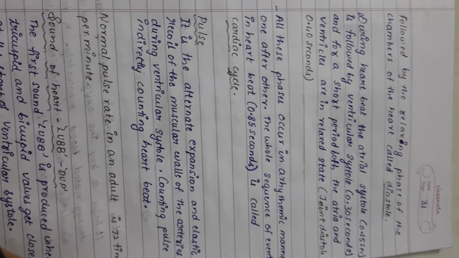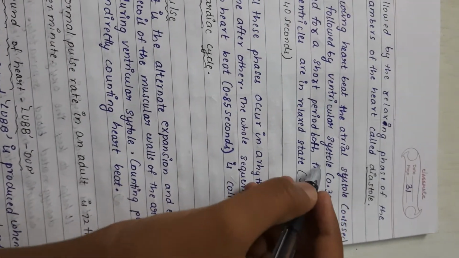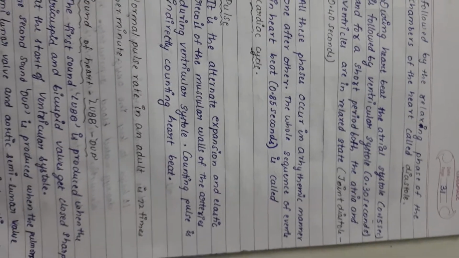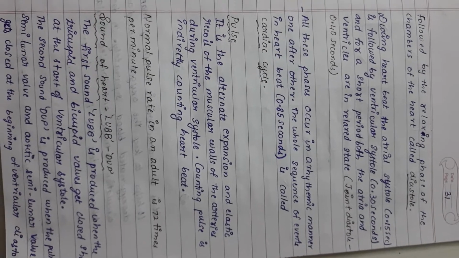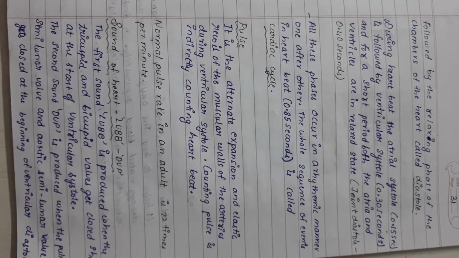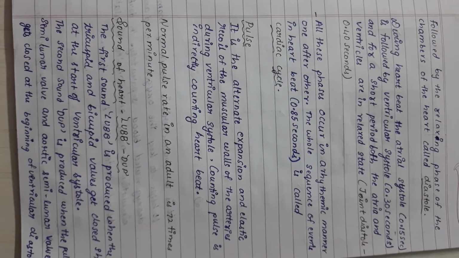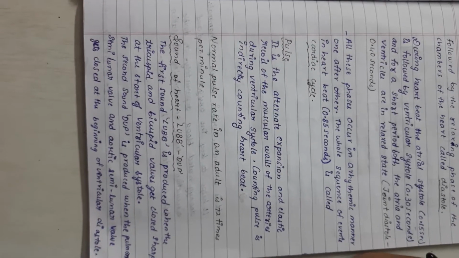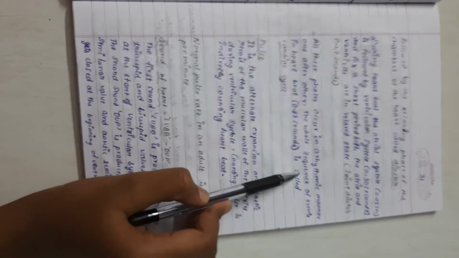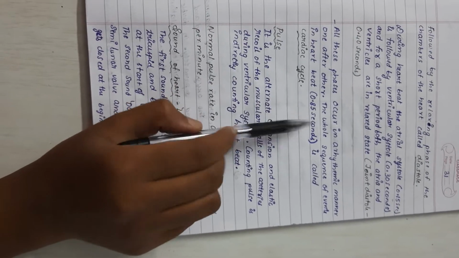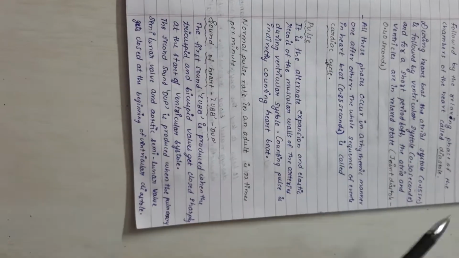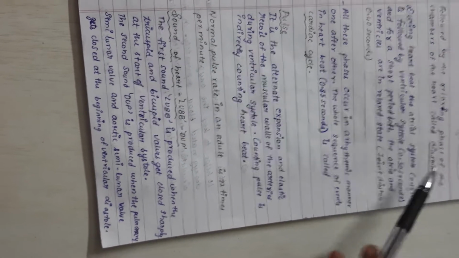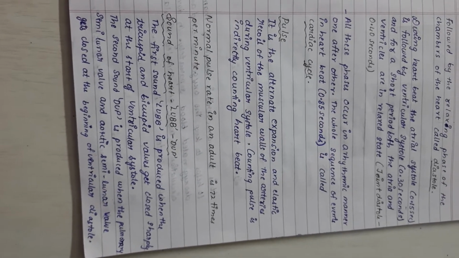So during the heartbeat, the atrial systole, the auricular systole, I told you is 0.15 seconds, and it is followed by the ventricular systole, which is 0.30 seconds. For a short period of time, both the atria and ventricles are in a relaxed state. Joint diastole is for 0.40 seconds. All these phases occur in a rhythmic manner, one after the other. The whole sequence of events in a heartbeat, 0.85 seconds, is called the cardiac cycle. If you add 0.15 plus 0.30 plus 0.40, you will get 0.85 seconds.